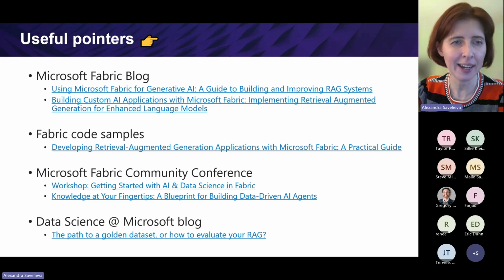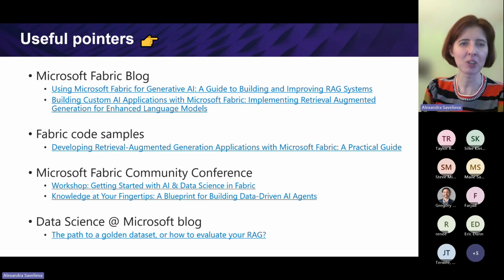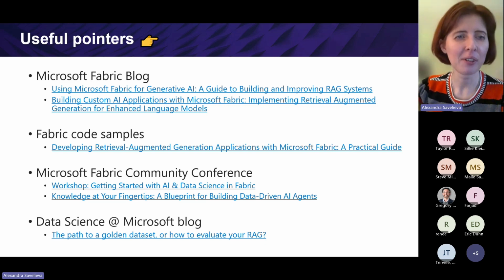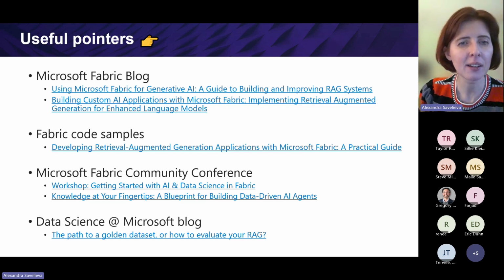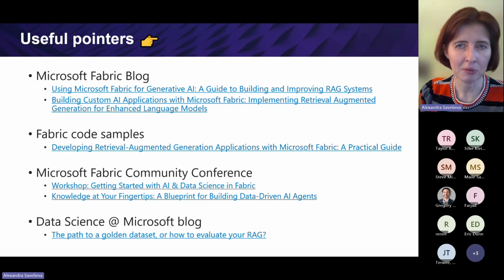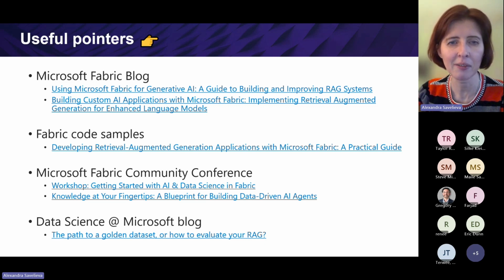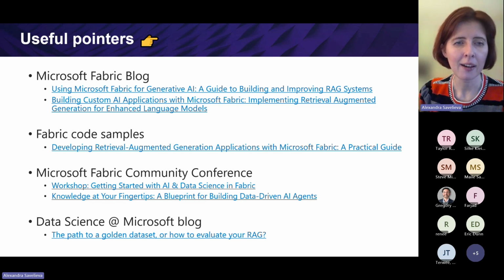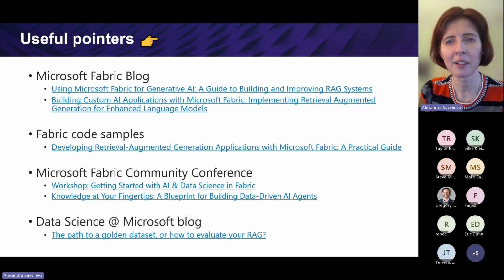But yeah, useful pointers. If you want to dive deeper on what I covered today, you could look into Fabric blogs. You could look into the code samples. You could look into the Data Science at Microsoft blog, which covers how to generate a benchmark. Super important topic, which I wish I had time to cover, but maybe next time. But this is also where AI can be your best friend.